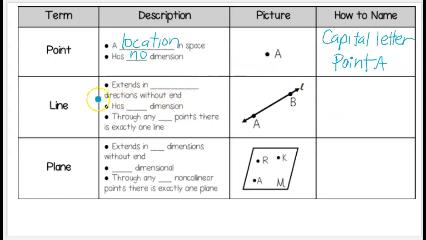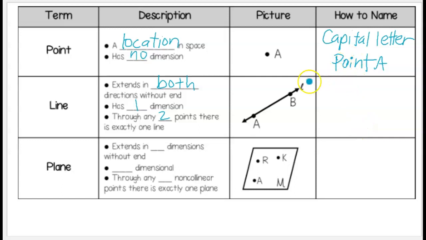All right, next we have line. A line extends in both directions without end. We have arrows here and here. It is extending in both directions. It has one dimension. Length is a dimension. And through any 2 points, there is exactly one line.